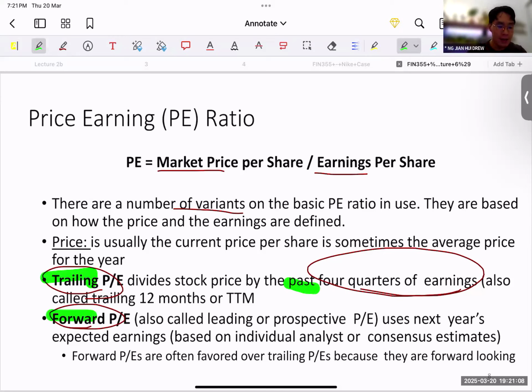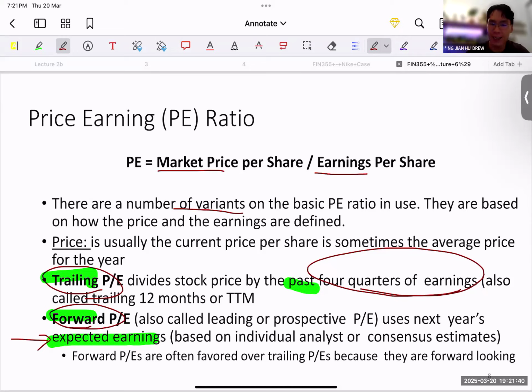Now, a forward PE is based on the kind of earnings that you expect. So when you have expected earnings, this would mean that it is a forward PE. Generally, of course, forward PE is more favorable because we have a forward-looking perspective. Unfortunately, you cannot obtain the expected earnings every time for, let's say, the next few years. Of course, if you can, then that'll be good, and we can calculate the forward PE.